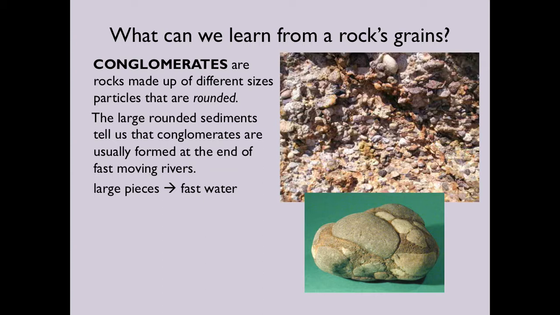They can't be carried by a slow moving, trickling little stream. So it has to be faster water. And the rounded particles mean that they traveled a long distance. The sediments will just bump and bounce against each other and roll along the bottom of the stream. And as that happens, they'll get more and more rounded the farther they travel. So longer distance, fast moving water forms the different size pieces in a conglomerate, and we can use those features to tell us about the rock.